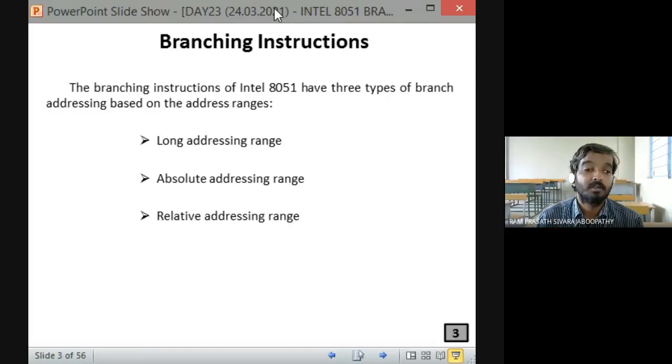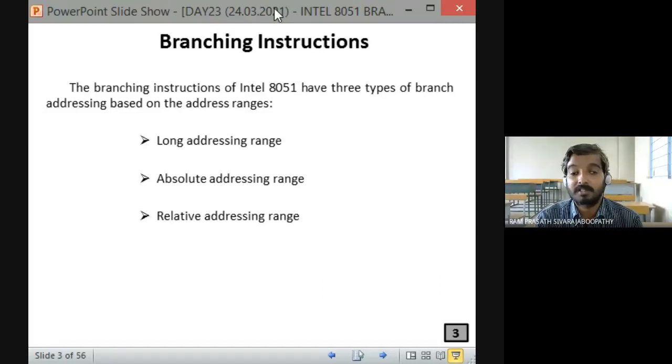In the case of long addressing range, what about the range of branching? That means within the range we can jump or call a subprogram. Yes, if your program is anywhere in the 64 KB of the program memory, anywhere you can jump or call the subroutine from the particular address. That we call long addressing.